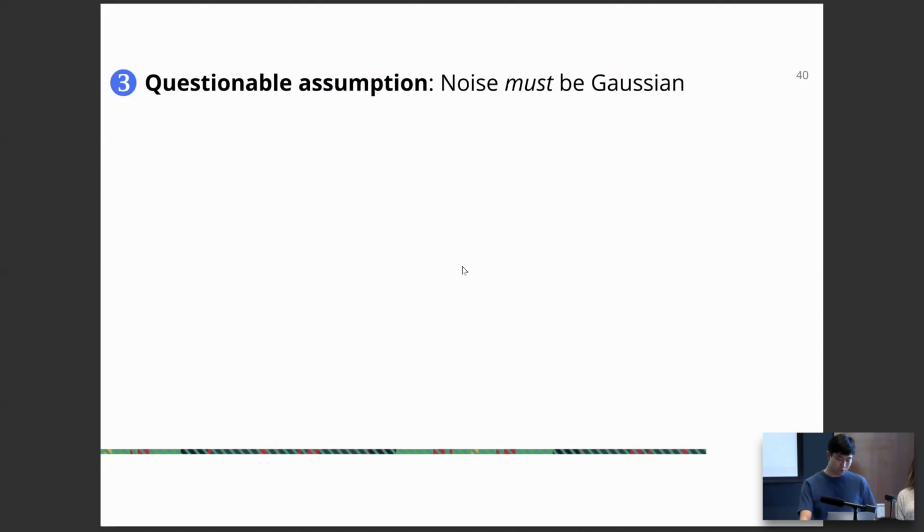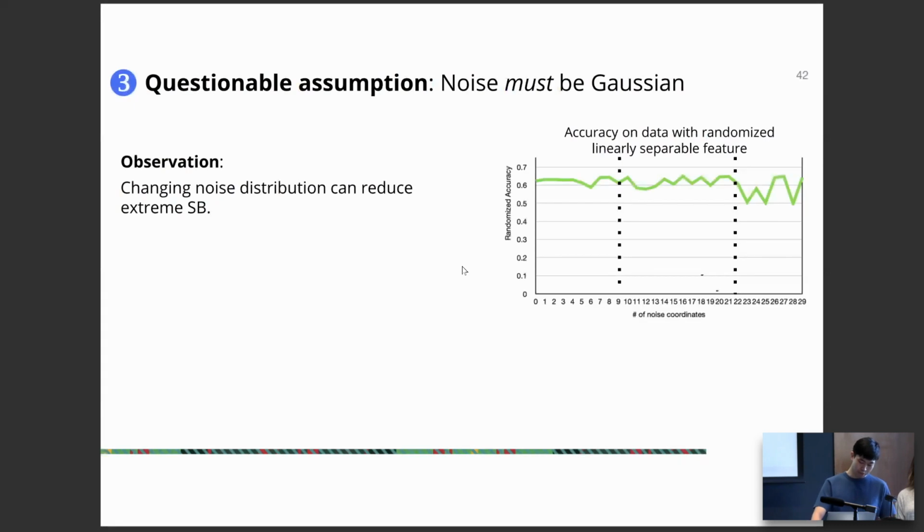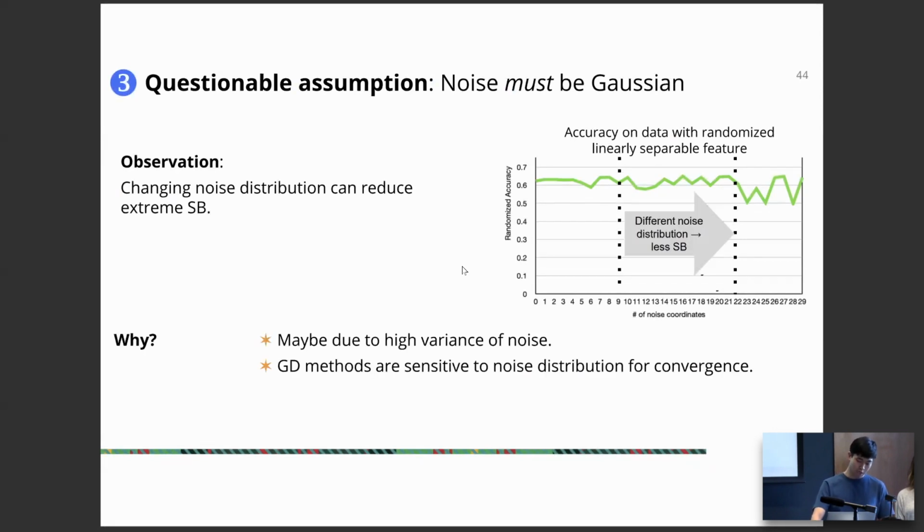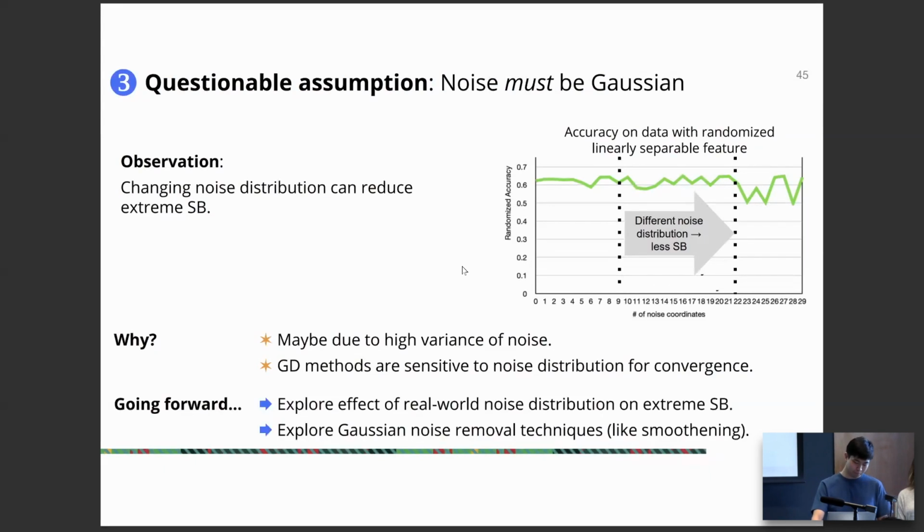The authors assume Gaussian noise and rely on its properties in their proof. This is questionable since real-life data is not necessarily Gaussian. We ran experiments using different types of noise, and our data shows that the threshold at which extreme simplicity bias appears, the dotted lines, is pushed to higher dimensions. This may be because in a noisy distribution, gradient descent can fail to find the optimal path. Going forward, we could measure the effect of real-world noise on simplicity bias and explore noise removal techniques.